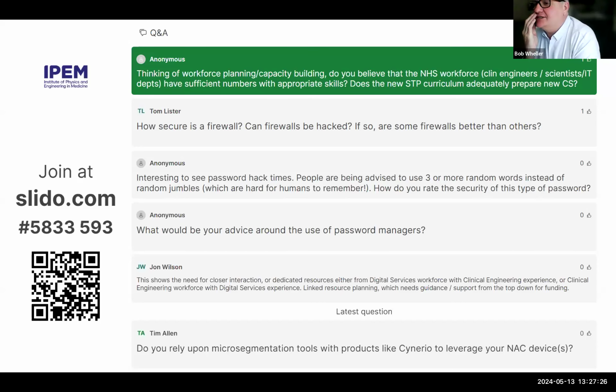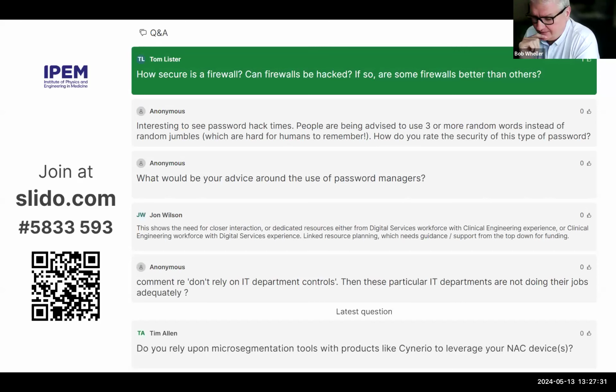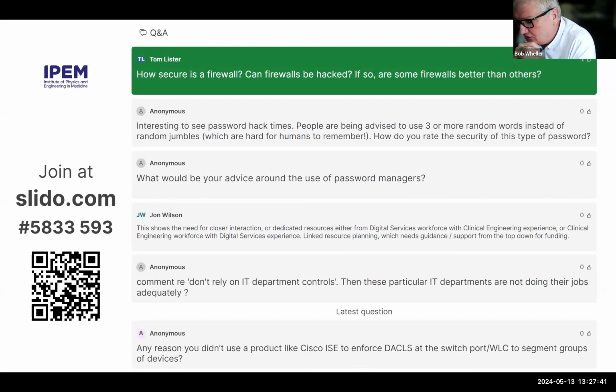Okay, question from Tom Lister. How secure is a firewall? You're absolutely right. Of course, a firewall can be hacked. I think certainly in the pragmatic end of things, what I'm seeing in my organization and other organizations is poor network segmentation and no protection of those segments.